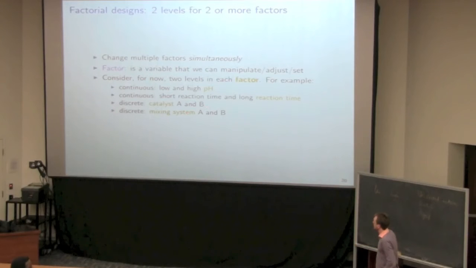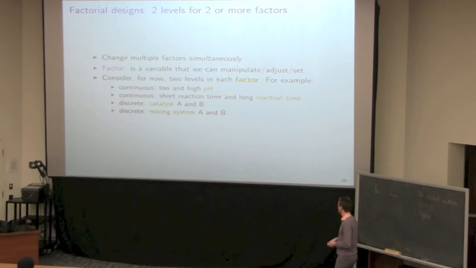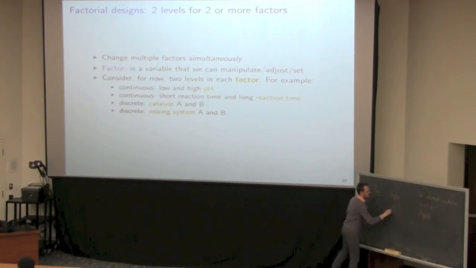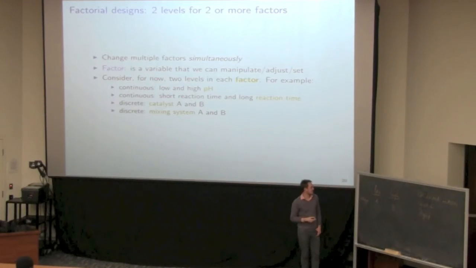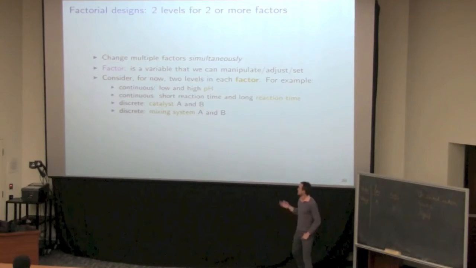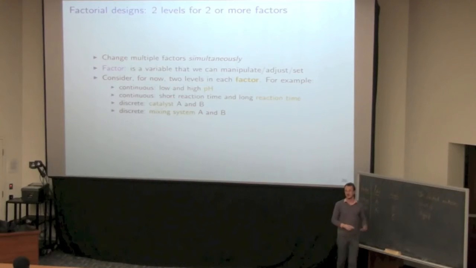If you're dealing with categorical variables, it's far easier to figure out what's low and high. For categorical variables, low might be catalyst A and catalyst B will be your high level. So your variable is catalyst, and low will be catalyst A. Your high level will correspond to using catalyst B. If your factor here, for example, is the mixer, using mixer A will be low, and mixer B could be considered high.